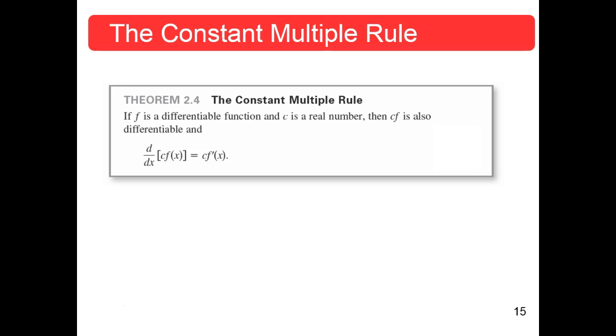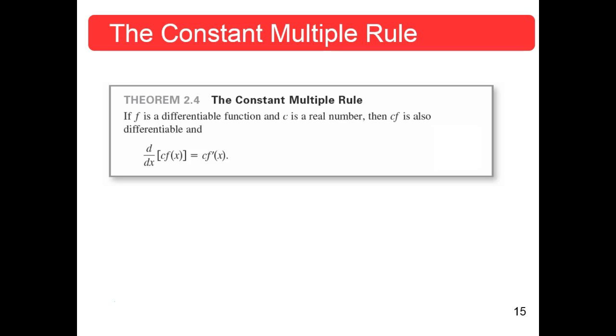Well, if f is a differentiable function and c is some real number, then c times f, multiplying a differentiable function by any constant, no matter how bizarre the constant is, is also going to be a differentiable function. And what's more, d by dx, or the derivative of that new function, c times f of x, because that's just a constant, pull it on the outside. And then it's c times f prime of x.